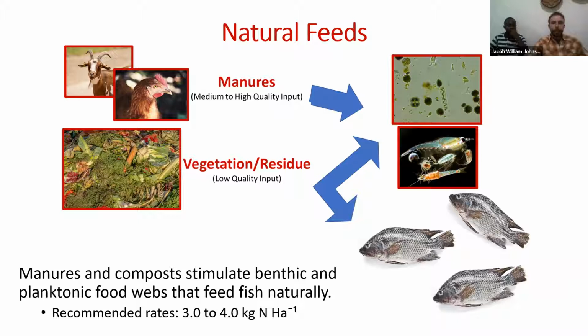In addition, some fish species such as Oreochromis macrochir possess a specialized toothed pharyngeal bone in their gill slits, and that facilitates direct feeding on vegetation, but that's only certain species that are cultivated in Zambia. Recommended rates of fertilization are 3 to 4 kilograms of nitrogen per hectare, a figure that we'll be discussing later on in this presentation.